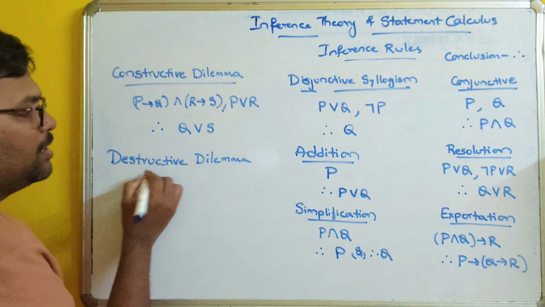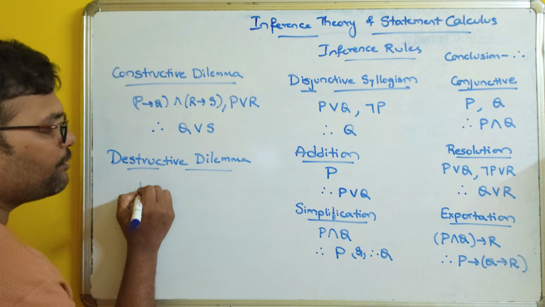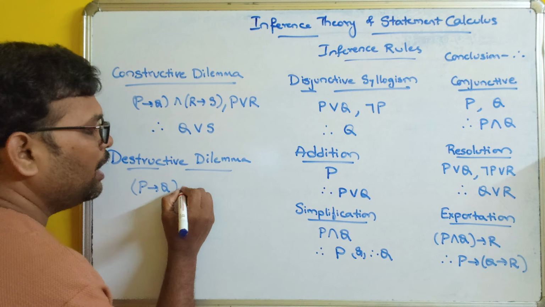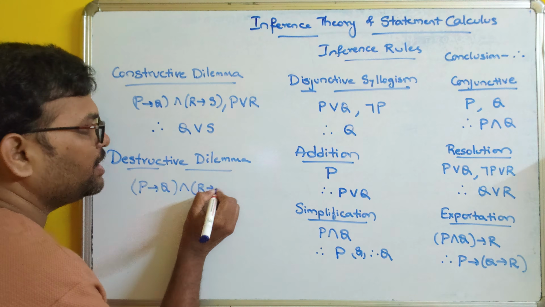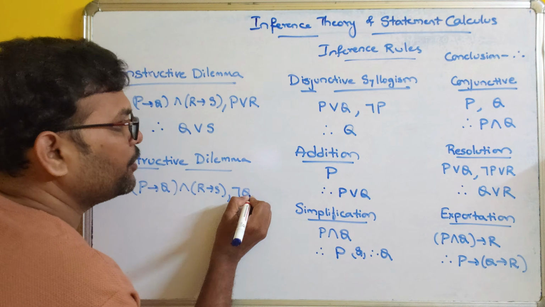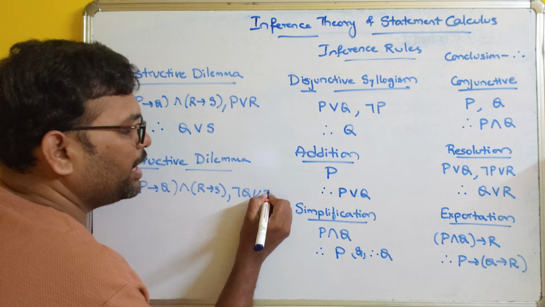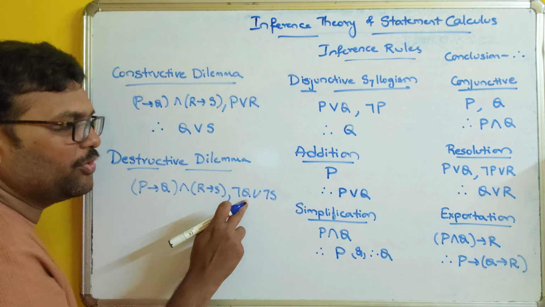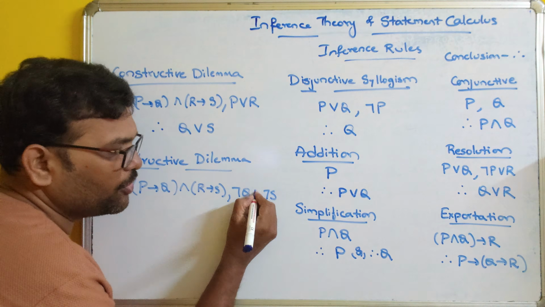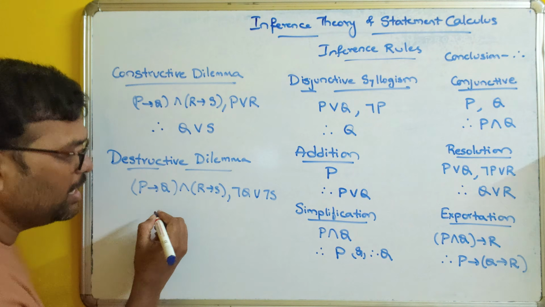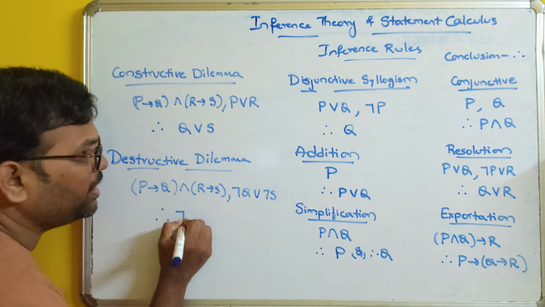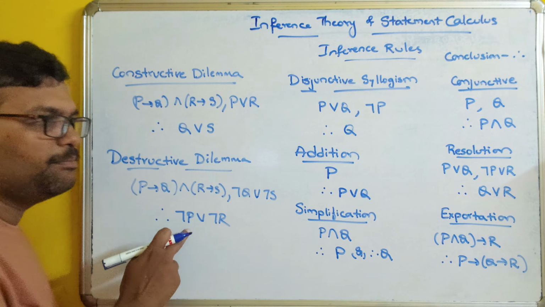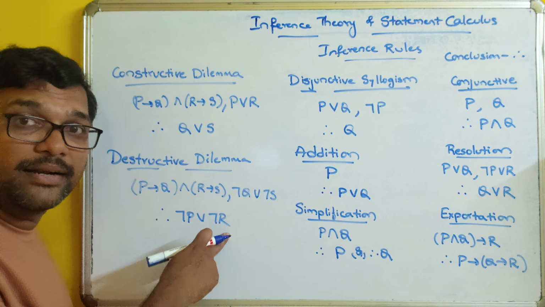Destructive dilemma. Here also, if the premises are in this format, P implies Q and R implies S, comma, negation Q or negation S. So here P or R, now negation Q or negation S, then the conclusion will be negation P or negation R.